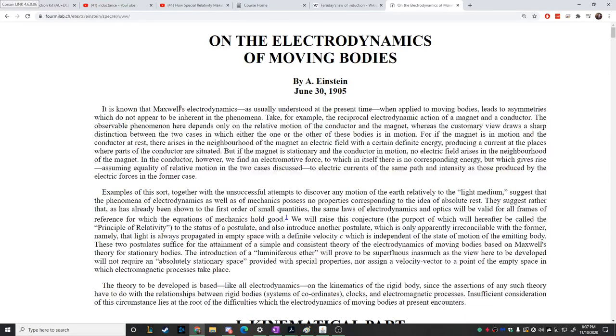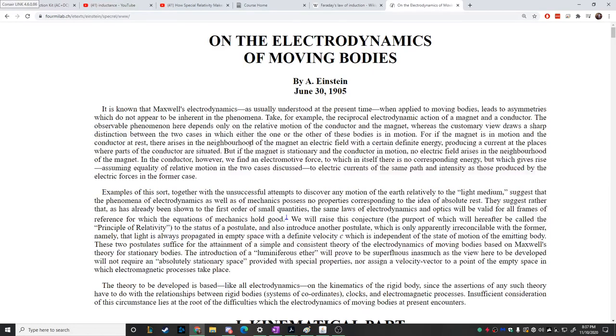So he starts off talking about Maxwell. He says, it is known that Maxwell's electrodynamics, as usually understood at the present time, this was 1905, when applied to moving bodies, leads to asymmetries which do not appear to be inherent in the phenomena. This is what we were just talking about. Like, one person says electric field, one person says magnetic field. So asymmetries that do not appear in the phenomena. Take, for example, the reciprocal electrodynamic action of a magnet and a conductor. The observable phenomenon here depends only on the relative motion of the conductor and the magnet, whereas the customary view draws a sharp distinction between the two cases in which either one or the other of these bodies is in motion.